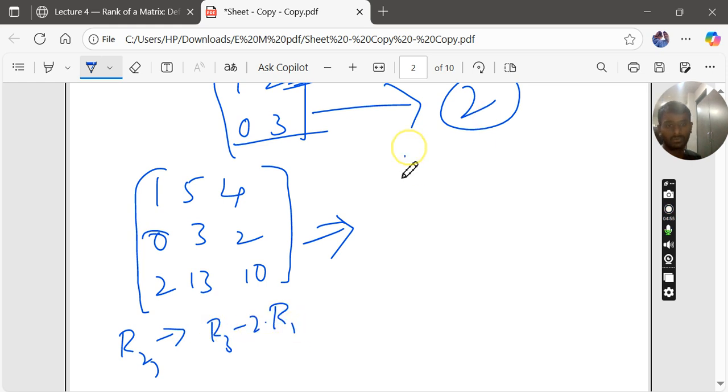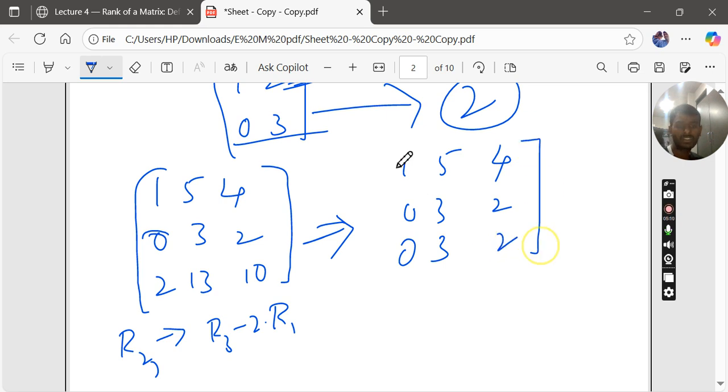So 1 5 4 and 0 3 2, 0. So when it will be 5, 2 times means 10. 13 minus 10 is 3, and again here 8 will be there. 10 minus 8 is 2.